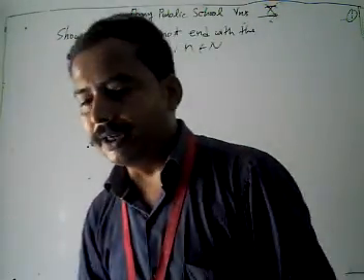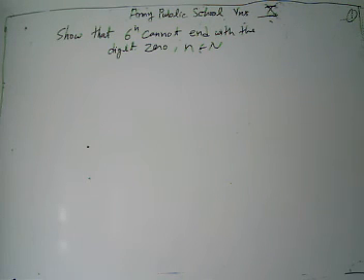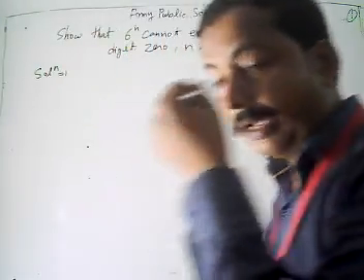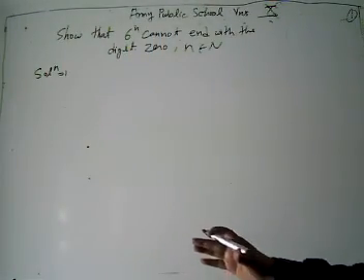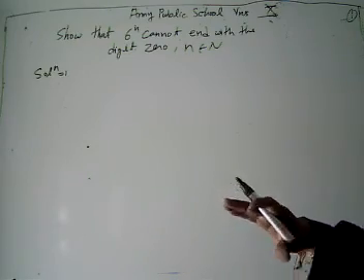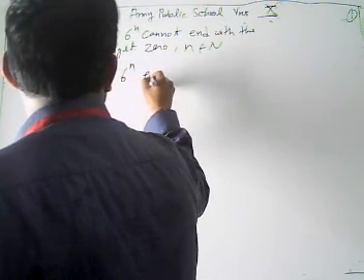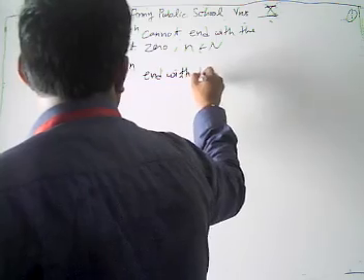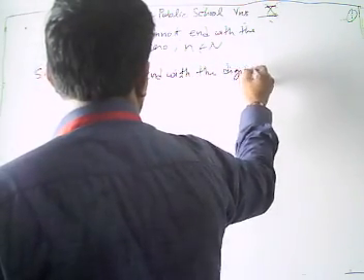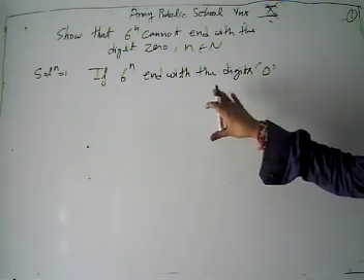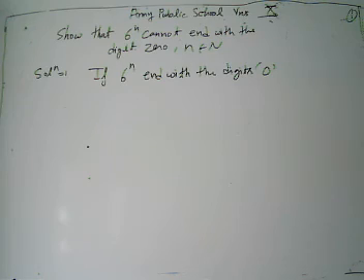Then how can we express this? How can we write it? Let's start the solution, because I'm explaining how we can solve it. When you express it, we start: if 6 to the power n ends with the digit 0, we suppose that if our 6 to the power n ends with the digit 0, then what happens?